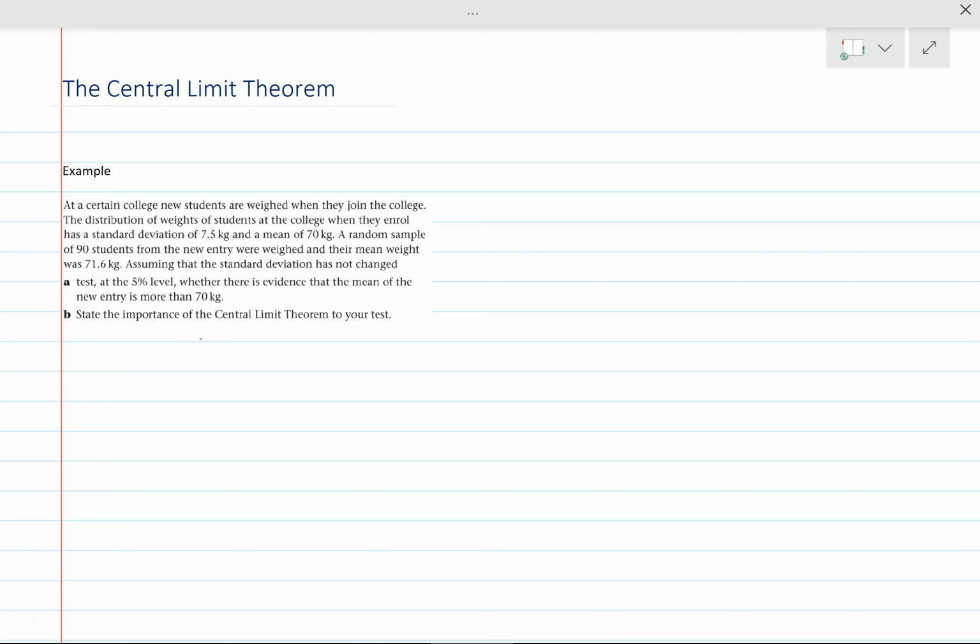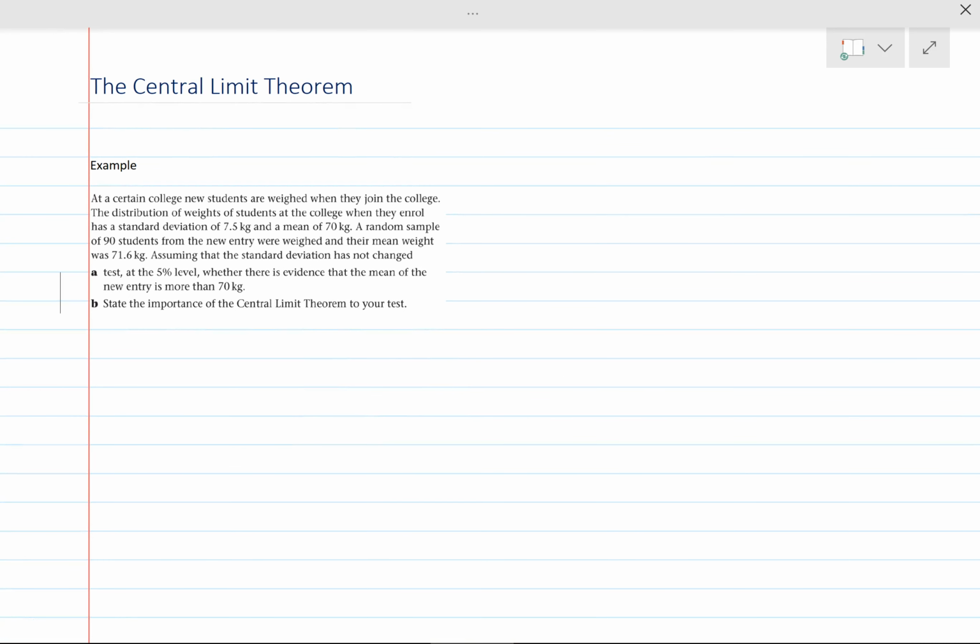So we've got a one-tailed test, but the thing here is it doesn't say anything about the parent distribution at all. It doesn't say it's normally distributed. That's what makes the central limit theorem really key here, because the central limit theorem can be used for the question, which is basically what's going to be the answer to part B. So let's go on with the question.